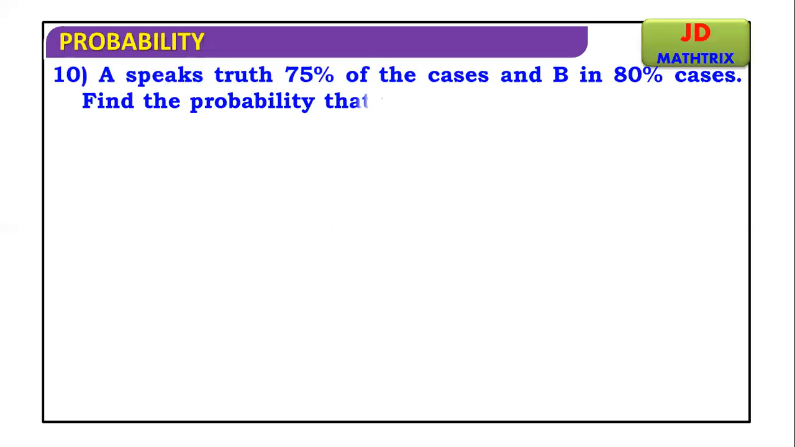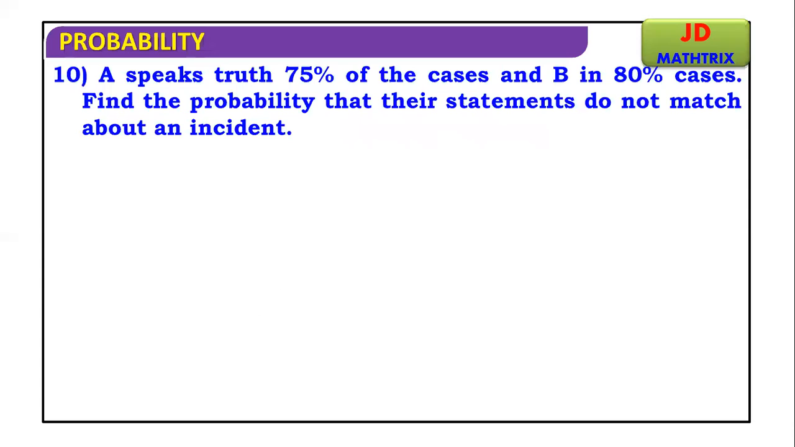Next one, 10th problem. If A speaks the truth 75% of the cases and B in 80% of the cases, find the probability that their common statements do not match about an incident. So this is also another important problem. A speaks the truth 75% of the cases and B in 80% of the cases. Find the probability that their statements do not match about an incident.